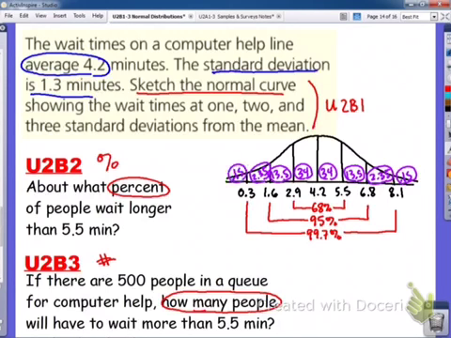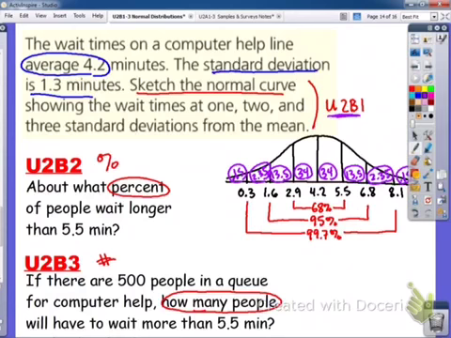Okay, and about what percent of people wait longer than 5.5 minutes is the question. Okay, so this right here, we're finished now with Unit 2B1, sketching. The purple is not required, but if you did that, then that's even better. It's even better for you. It makes these other 2 skills go by like that. So let's go ahead and answer the question.